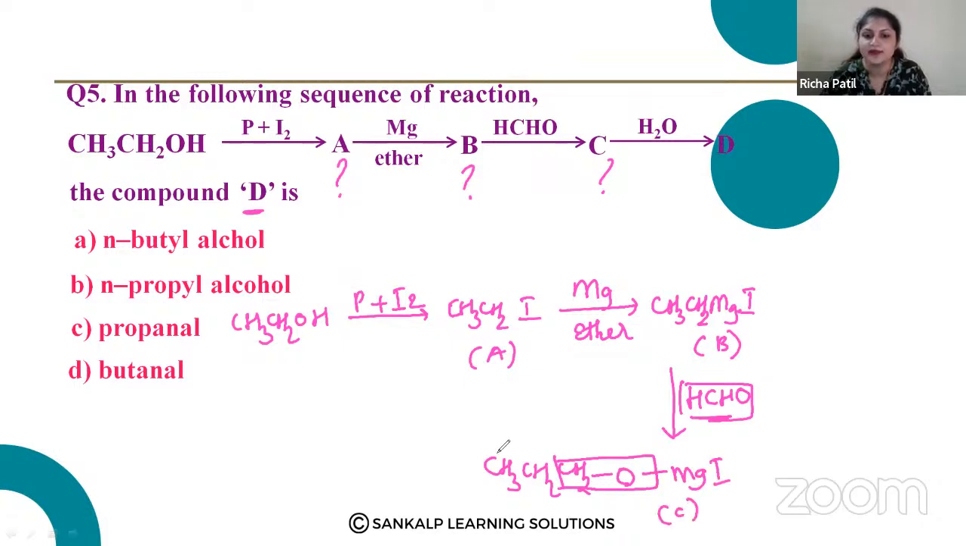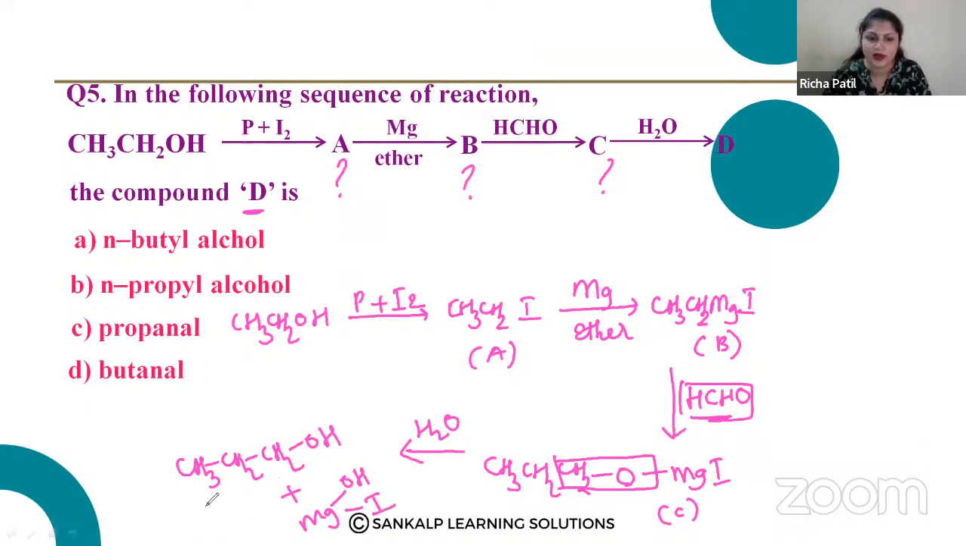This is your C. This is further treated with water. So what you get is CH3CH2CH2OH plus Mg(OH)I. So what is the product? It is n-propyl alcohol, right? Three carbons are there. It is in a straight chain. So it is n-propyl alcohol. So this is the answer. Okay.